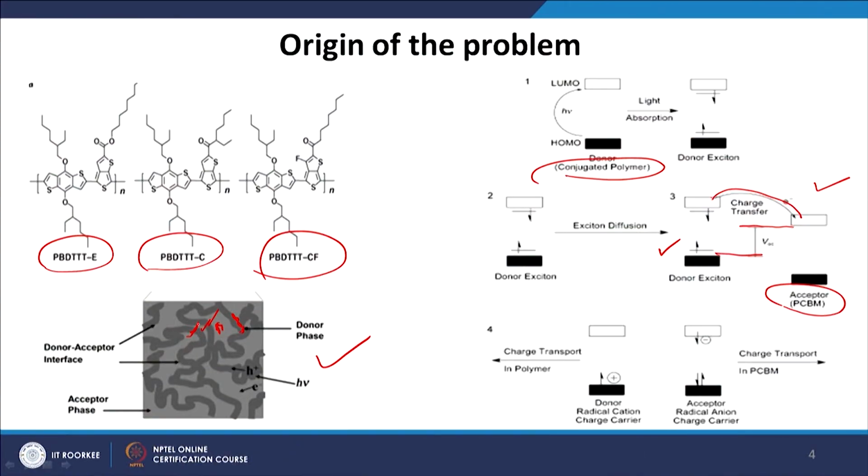Now, the exciton no longer exists, because let us say 80 or 90% of the excitons have dissociated into free charge carriers, and they are now moving toward the electrodes. Now, here is the problem. When the charge carriers diffuse, we know that 10 nanometer is the exciton diffusion length. That means an electron can travel only 10 nanometer before it can recombine with a hole.